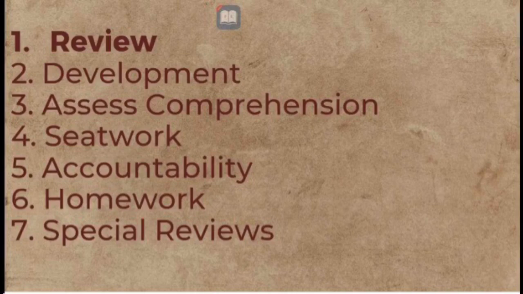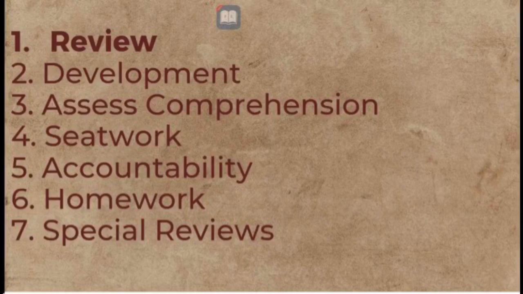Second is development. It is the process of developing students' ability to understand the topic presented. So third is assess comprehension. So sa assess comprehension, the teacher asking questions may assist students to assess comprehension. Next is the seat work.